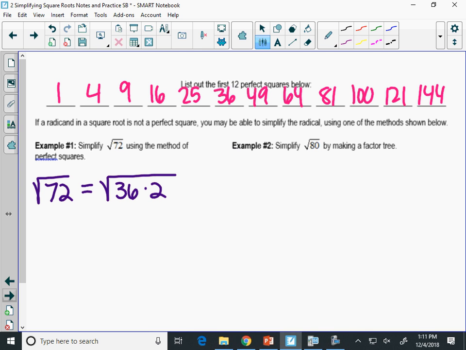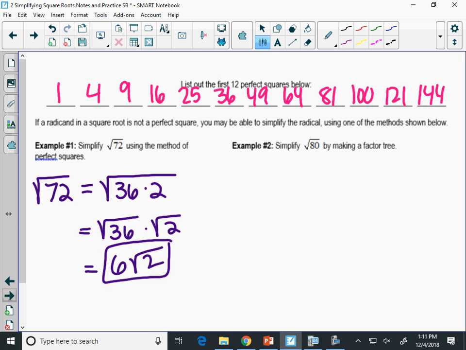Now, the really nice thing about radicals is that radicals can break up over top of multiplication. So you could rewrite this as radical 36 times radical 2. Why? Because what's the square root of 36? 6. So this is 6. Does radical 2 break down? No. So there's your answer, 6 radical 2.